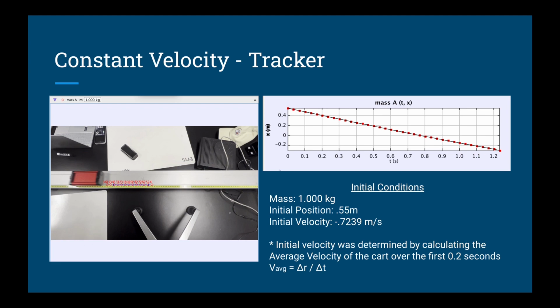The initial position was 0.55 meters, and the initial velocity was negative 0.7239 meters per second. The initial velocity was determined by calculating the average velocity of the cart over the first 0.2 seconds. The formula used was average velocity is equivalent to the change in displacement divided by the change in time. The mass of the cart was 1 kilogram.